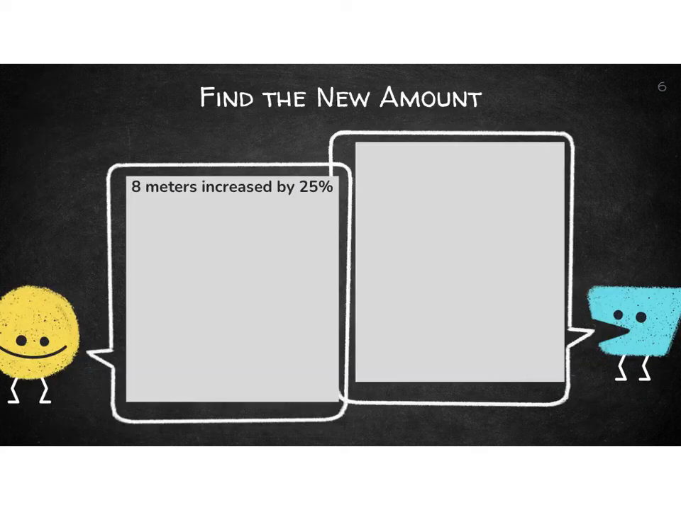The next couple of examples are a little bit different. It says to find the new amount rather than find the percent of change. So the percent of change is given to us here. It says here 8 meters was increased by 25%. So what we need to do is we need to calculate the actual change. To do that, we start with the amount given, 8 meters. We're going to multiply that by 25% as a decimal, 8 times 0.25.